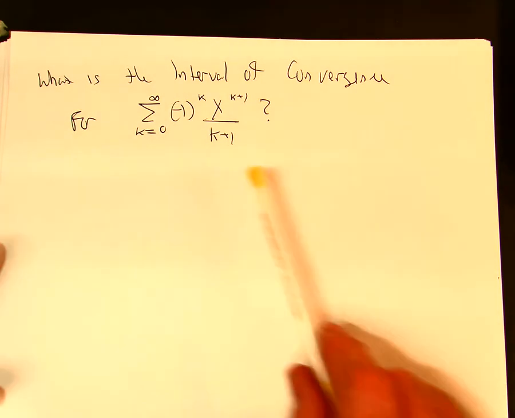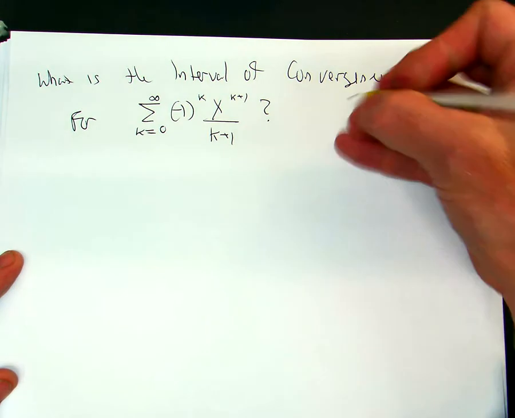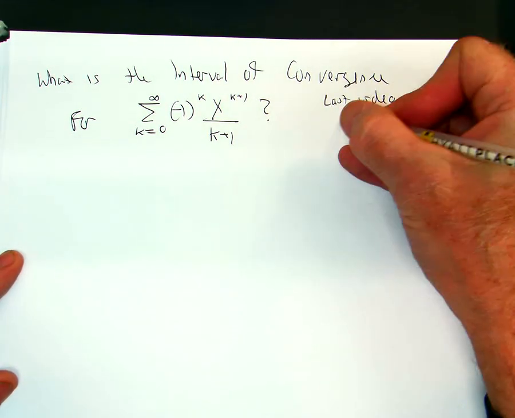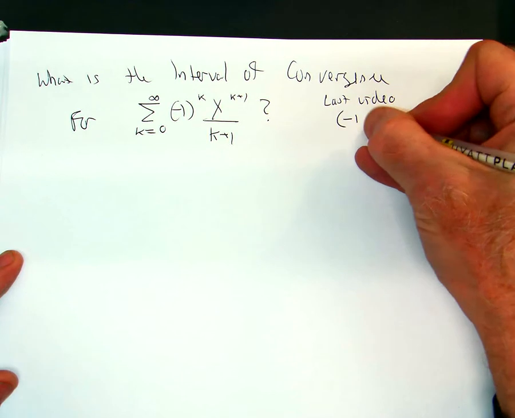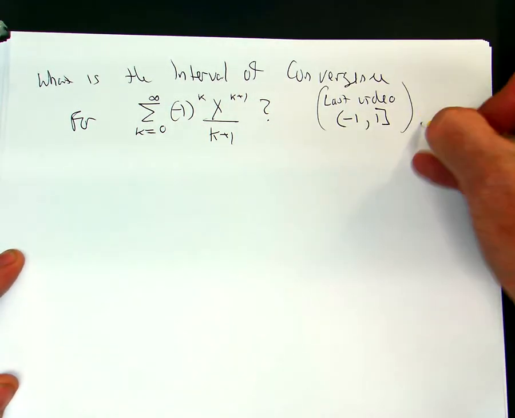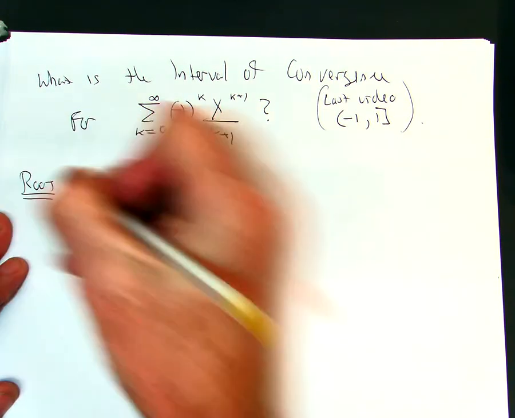Okay, in the last video, we found the interval of convergence, and we showed that it was -1 to 1, not including -1, so an open interval, but including 1. Okay, I'm going to do this two different ways. Again, I'm going to use the root, and this is a two-step process.